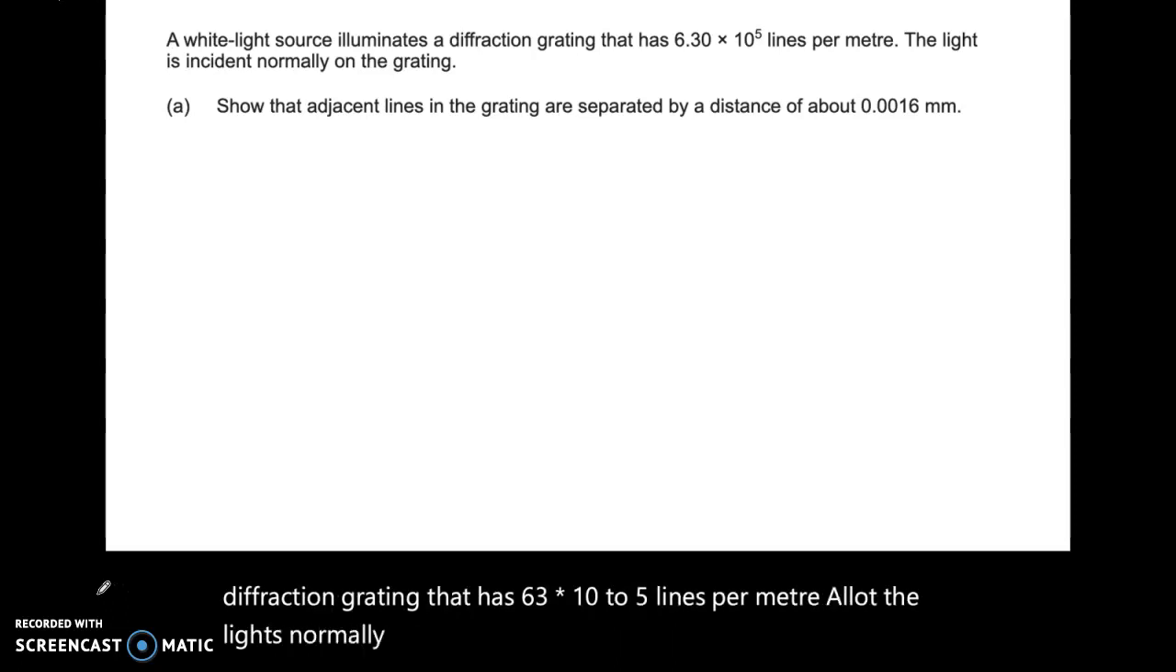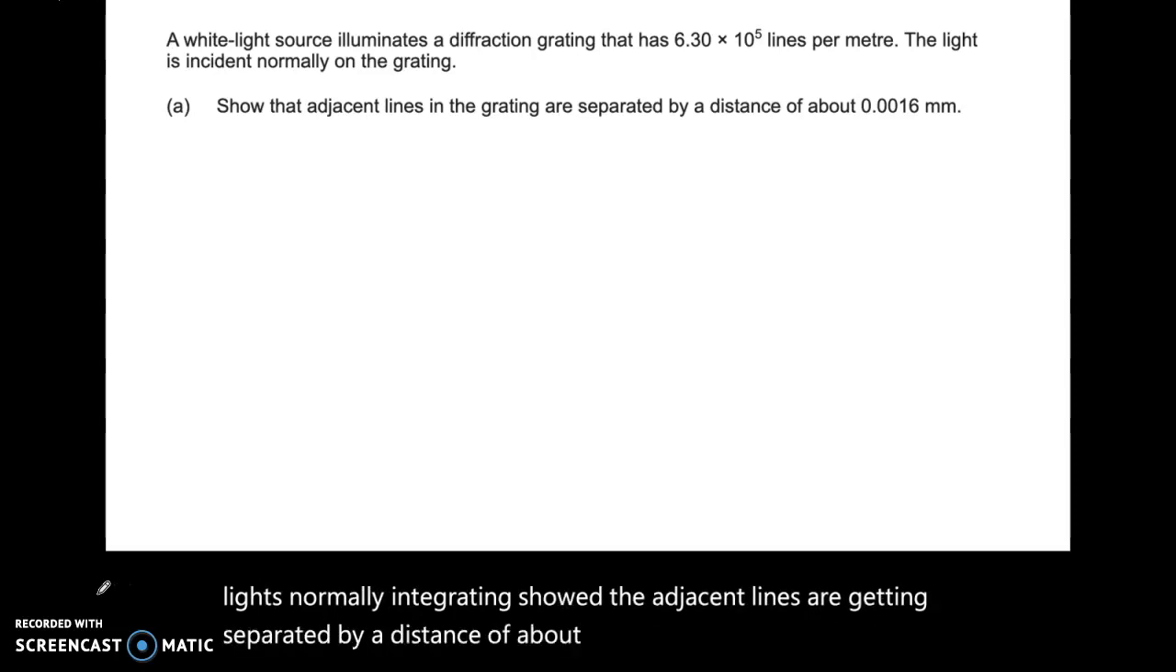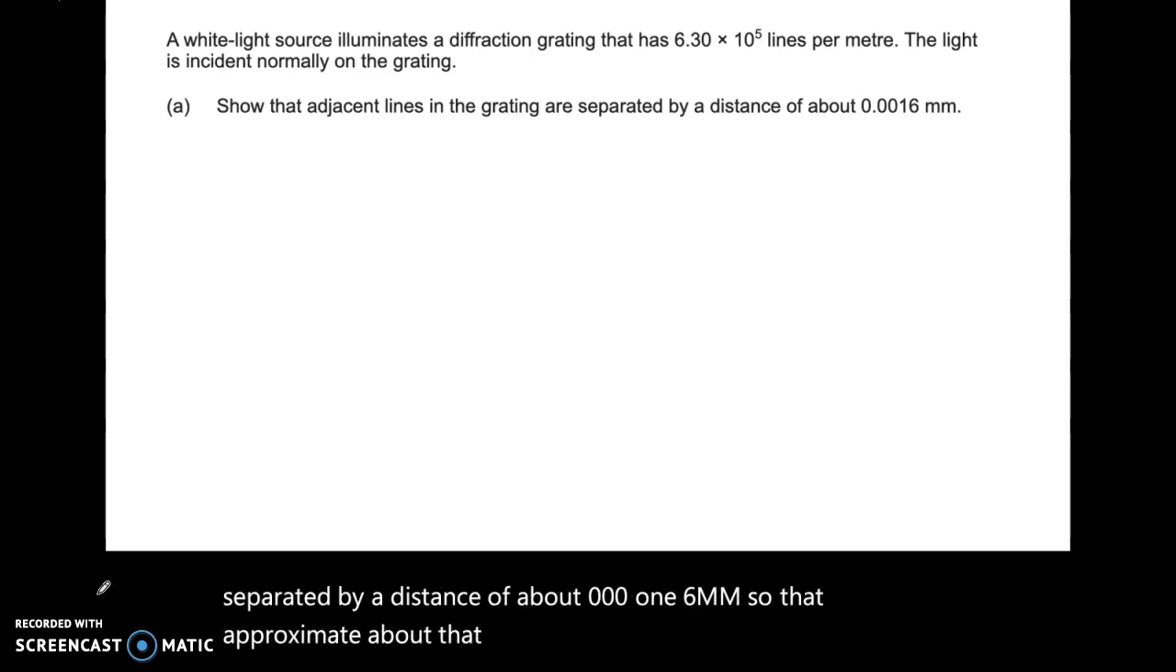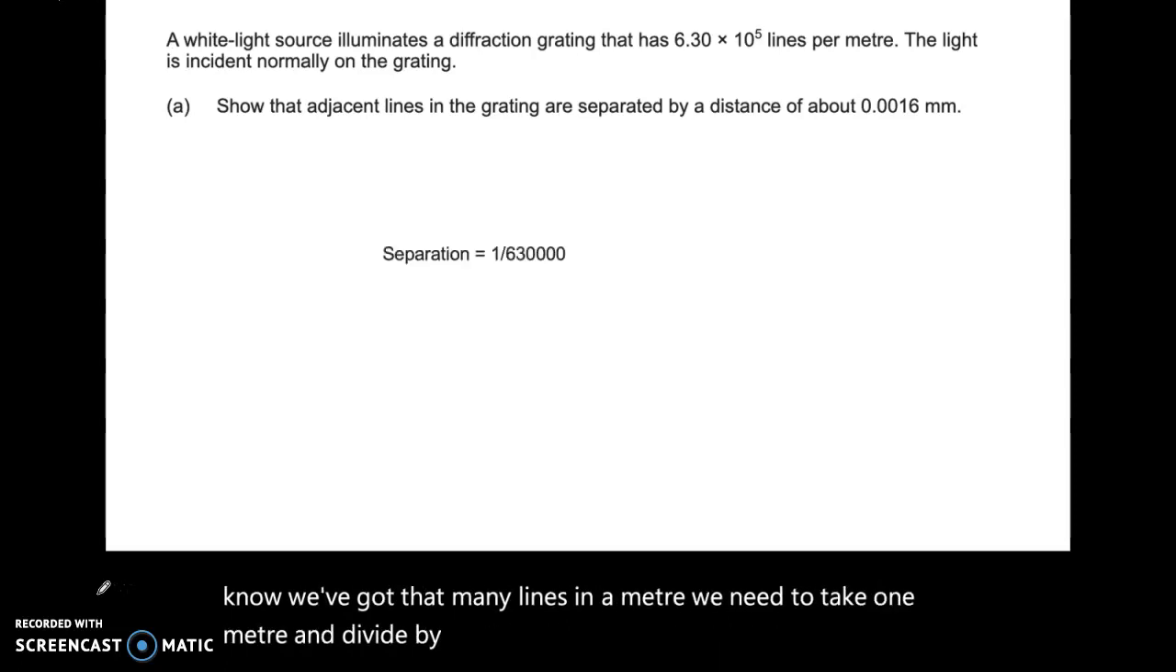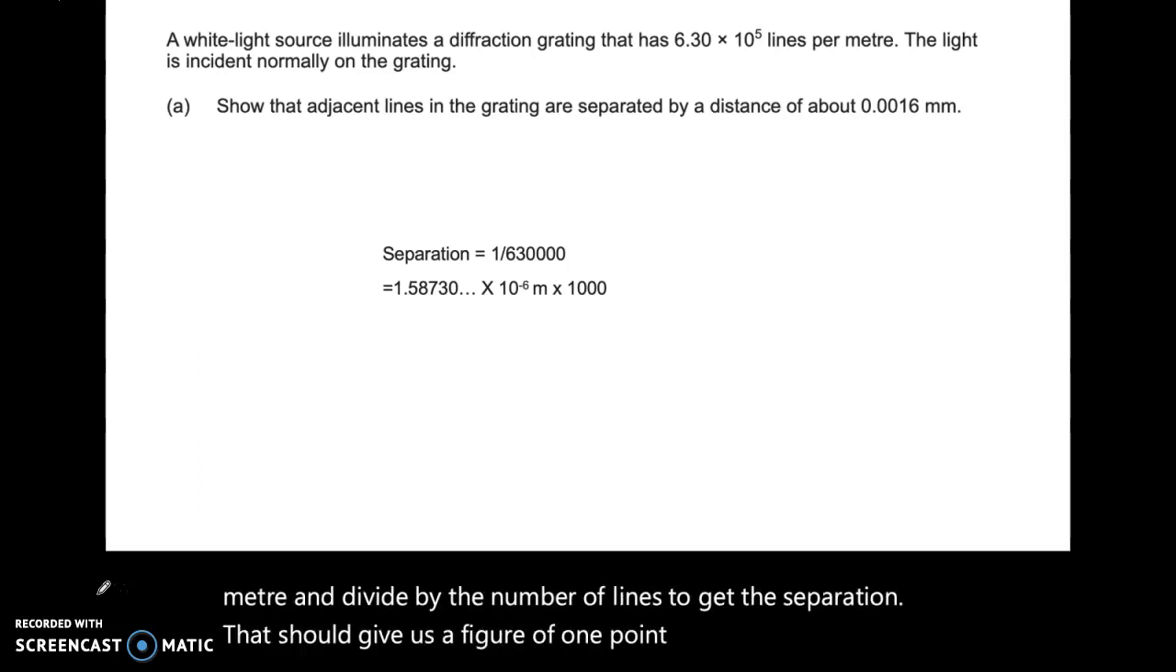Show that the adjacent lines of the grating are separated by a distance of about 0.0016 millimeters, so that approximate about that distance. So what we need to do is, if we know we've got that many lines in a meter, we need to take 1 meter and divide by that number of lines to get the separation. That should give us a figure of 1.58730... times 10 to the minus 6 meters.